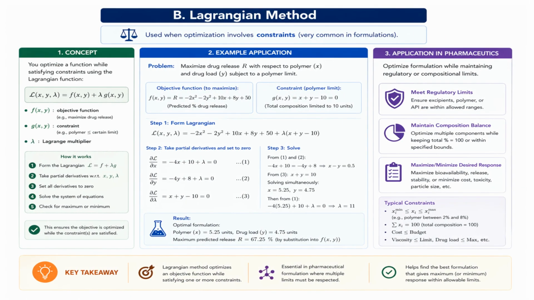The Lagrangian method is essential in pharmaceutical formulation, where multiple limits must be respected. It helps find the best formulation that gives the maximum or minimum desired response within allowable limits, balancing performance with regulatory and composition constraints.